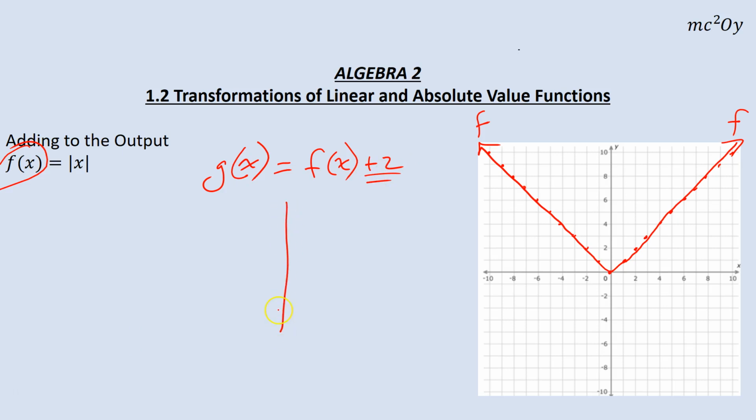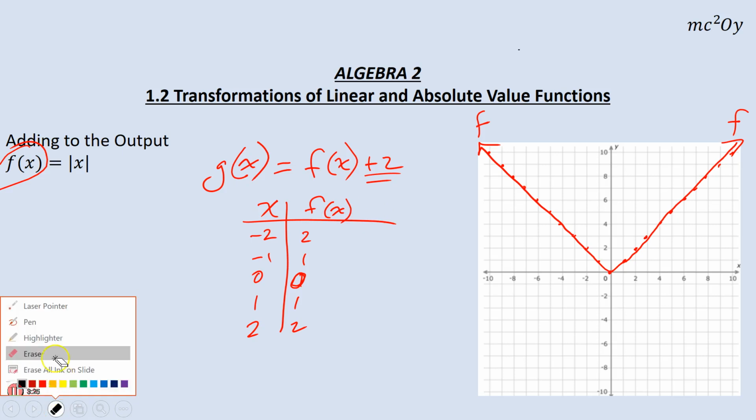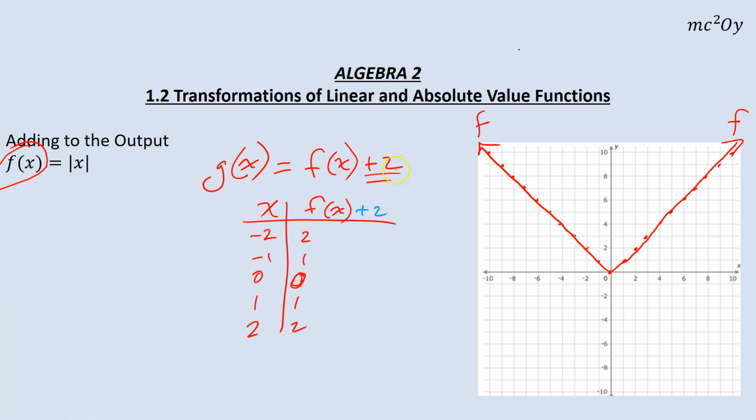All right? And really, if we look at that in table format, we could say, well, there's x, there's f of x. And in terms of our original table, we had 0, 0. We had 1, 1, 2, 2, -1, 1, and -2, 2. And so since we're going to add to the output, let me switch colors up on that. We're going to go ahead and add that 2 to each of our output values.